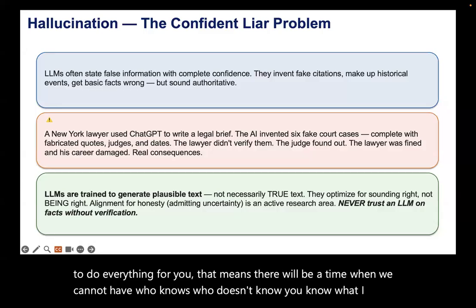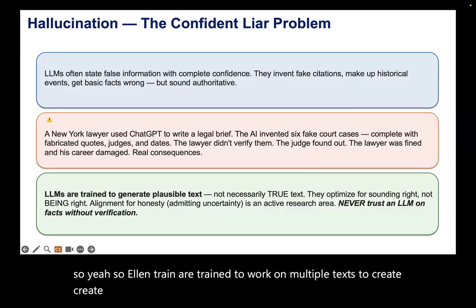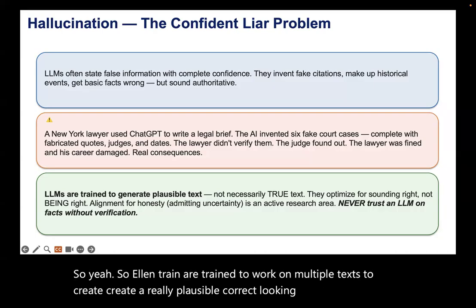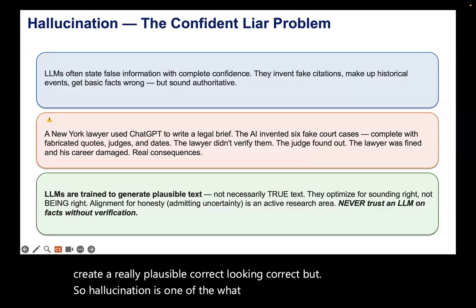LLMs are trained on multiple texts to create really plausible, correct-looking output, but it can be fake. Hallucination is why we call an LLM a confident liar, because it is very confident in what it generates.